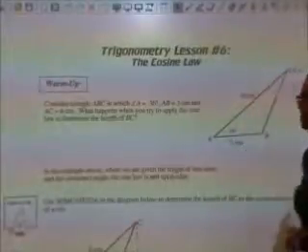Good morning, Math 20-1. Lesson 6 in the trig chapter is the cosine law. So we start off with a warm-up question.